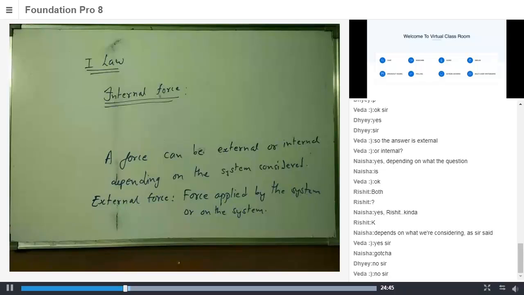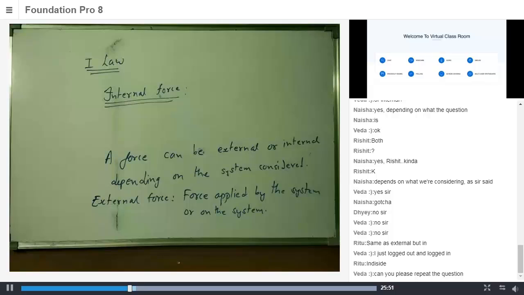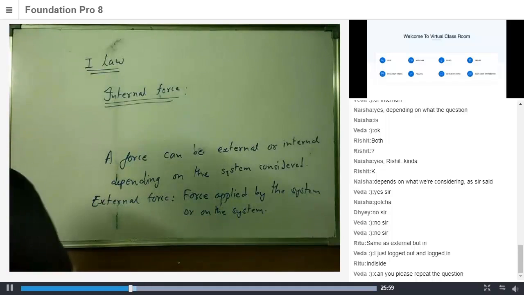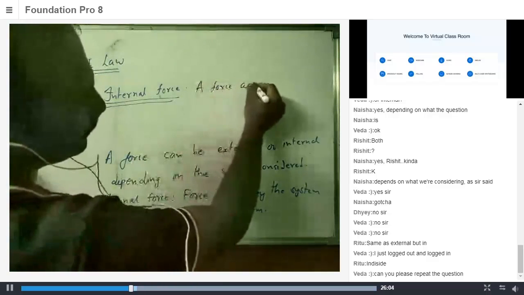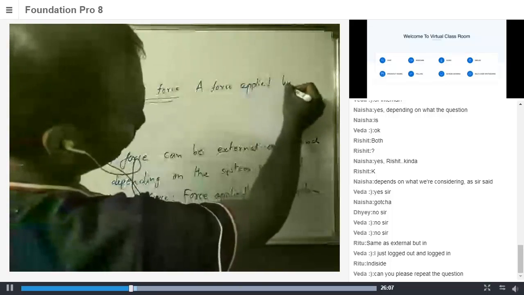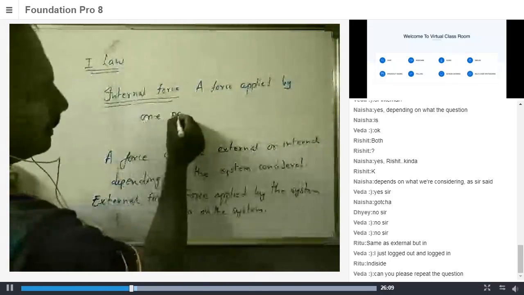So now the next part. We have defined what is an external force. Let's try to define what is an internal force. Can someone help me define internal force? Because you understood what is external, and the opposite of external is internal. I can say force applied by one part of the system on another is internal force. So I'm just reframing your words, nothing more than that. So how do we define internal force? A force applied by one part of the system on another.